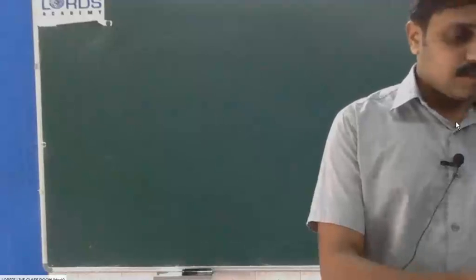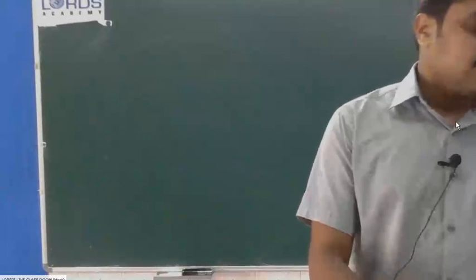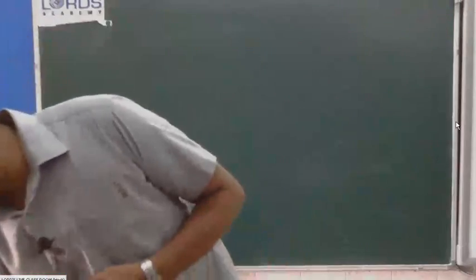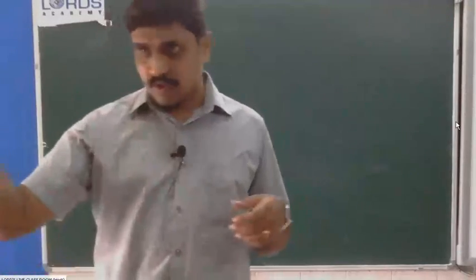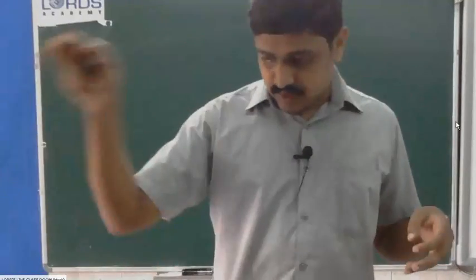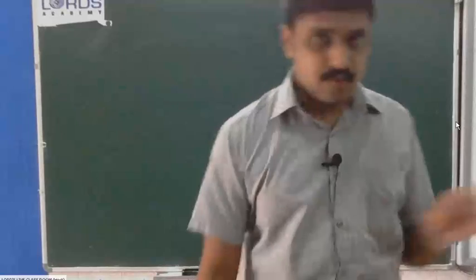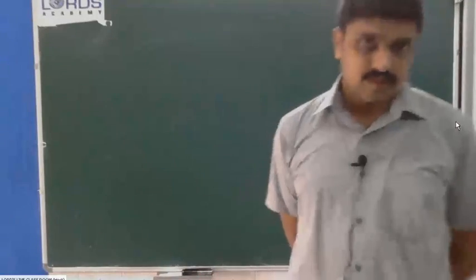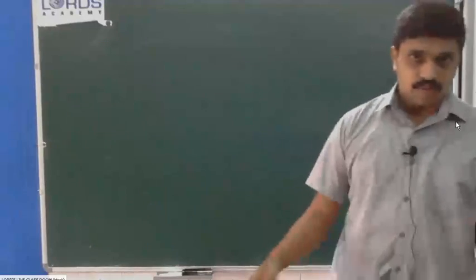We are starting a new chapter, chapter 9, household circuit. About this household circuit, most of the topics are already removed. We can take that second section, Section B. Section A, almost all topics are removed.